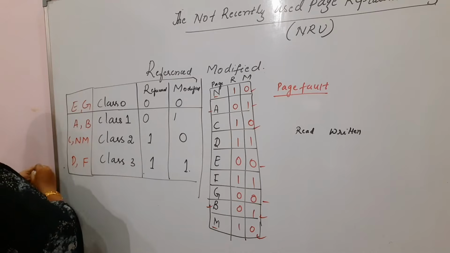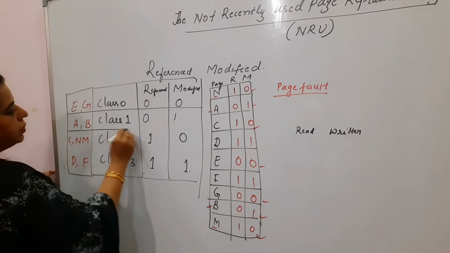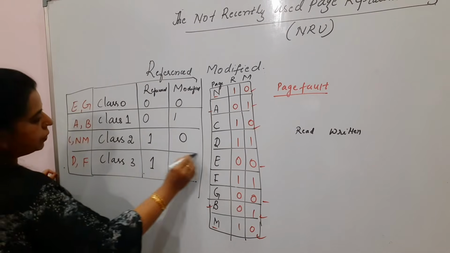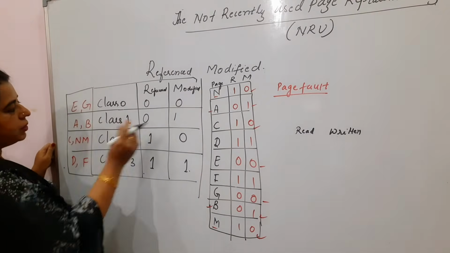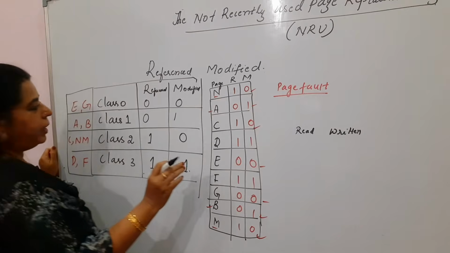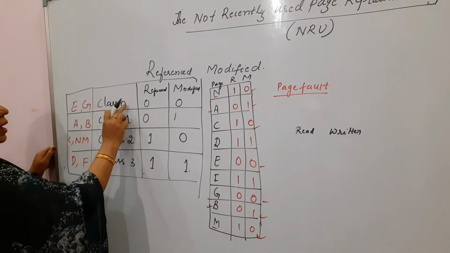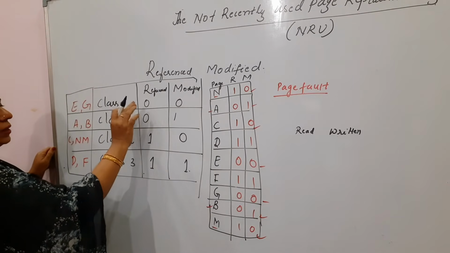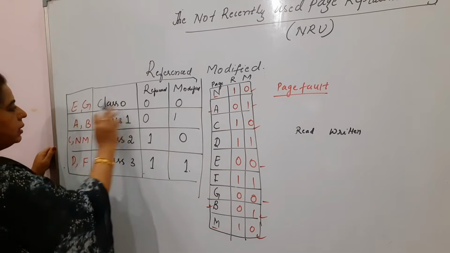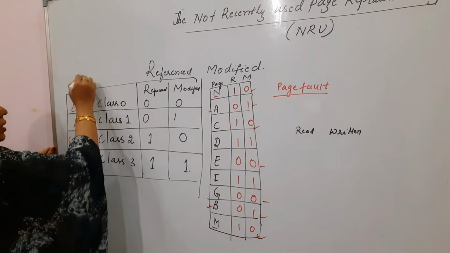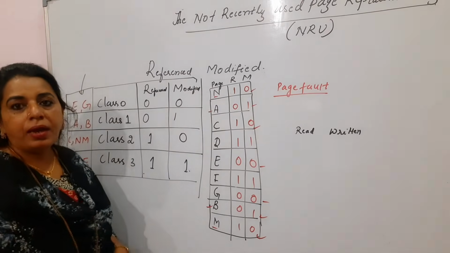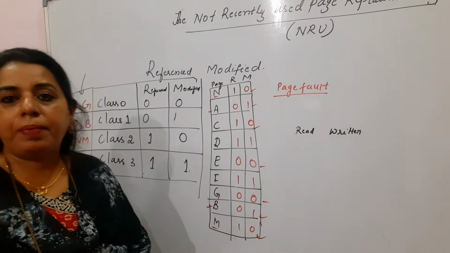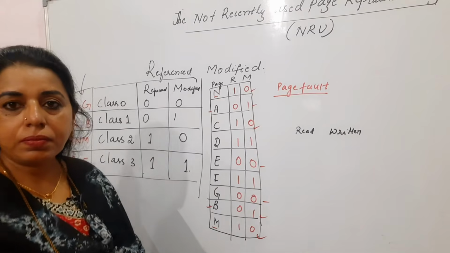Fine. I have just taken this randomly. You can also take any example. I wanted to show you how this algorithm works. So all these pages you have classified. Now whenever a page fault occurs, a page from class 0 is taken first. So either E or G will get replaced from the class 0 category.